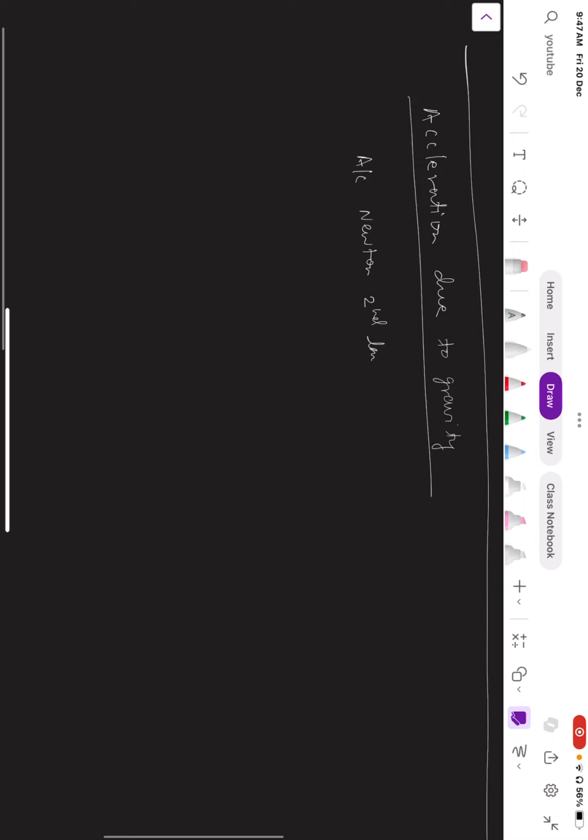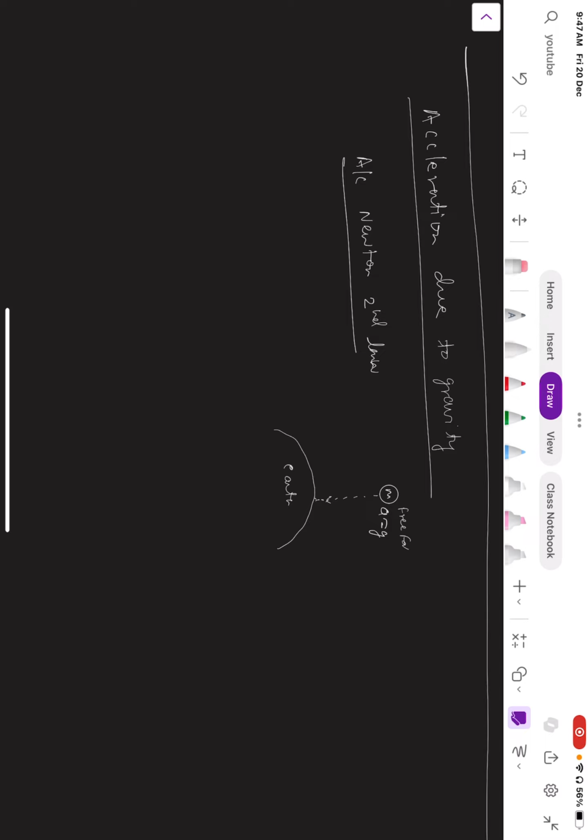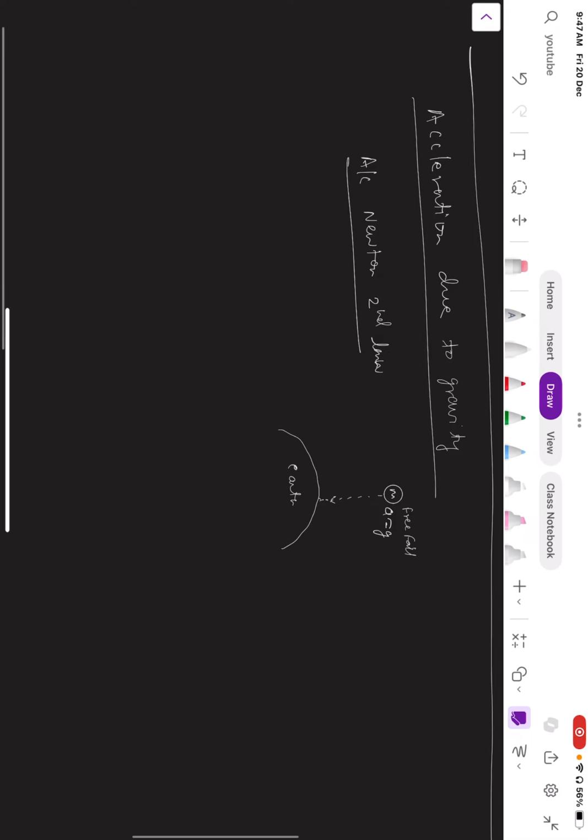suppose this is the earth and there is a mass m. If the ball is dropping here, then a is equal to g, because this is a free fall. In free fall, a is equal to g, children. If the ball is dropping downward, this is the free fall case, then a is equal to g. According to Newton's second law, F is equal to ma, that is m into g.